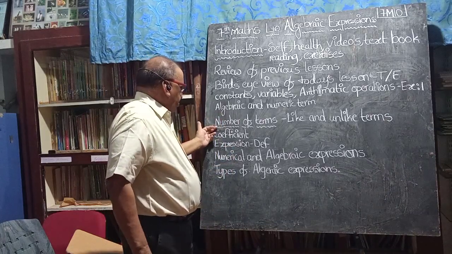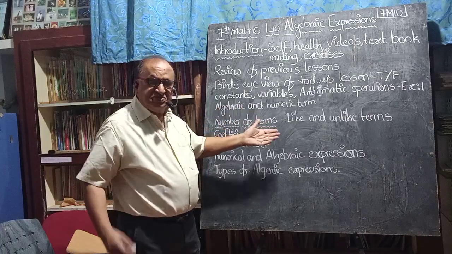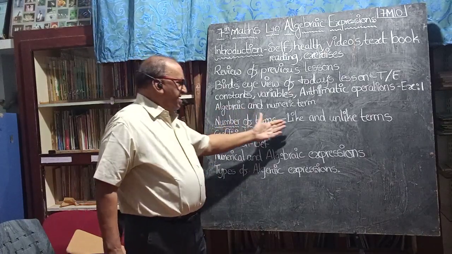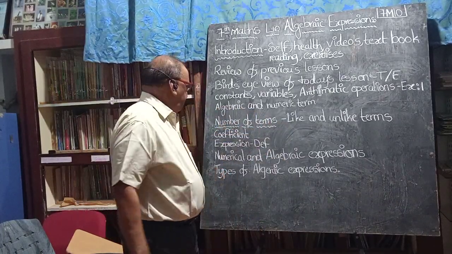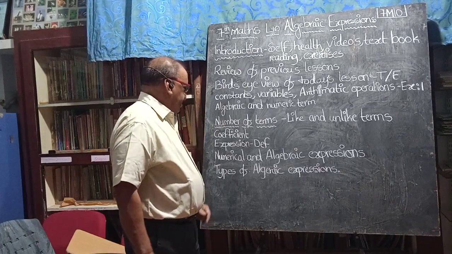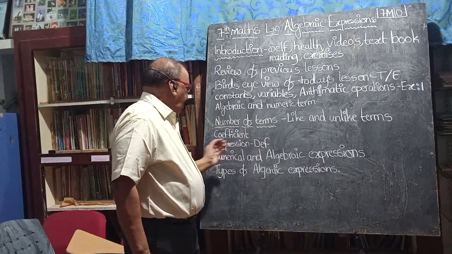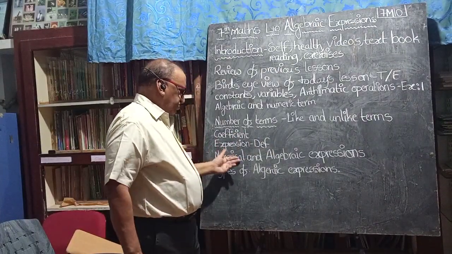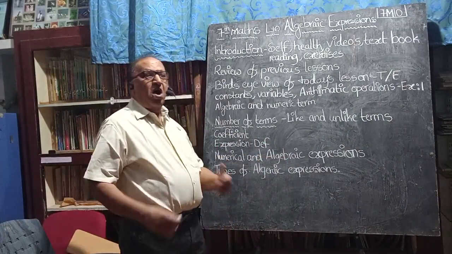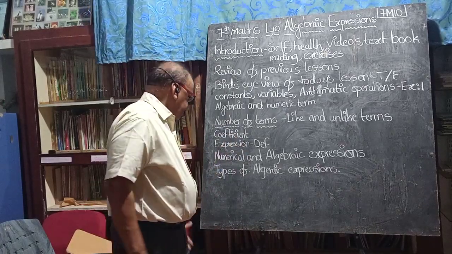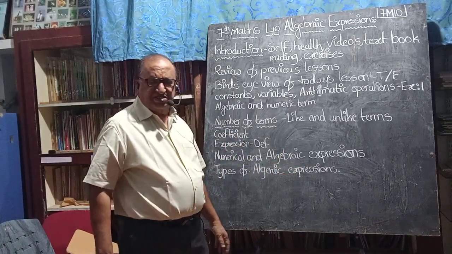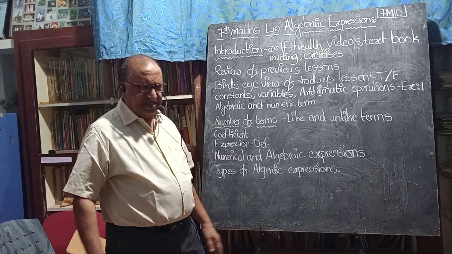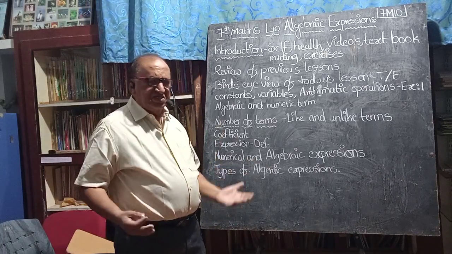Now there is also the number of terms in an expression, what are like terms and unlike terms, and then what are the coefficients, and what is the definition of an expression. And finally, we have numerical and algebraic expressions, how to do the basic operations, and types of algebraic expressions. So we will see all these.